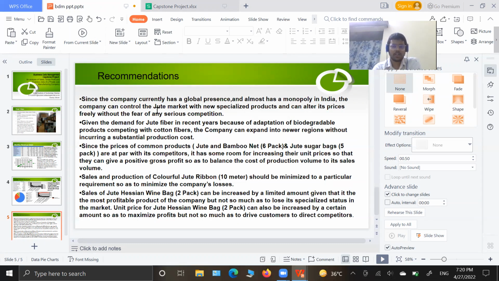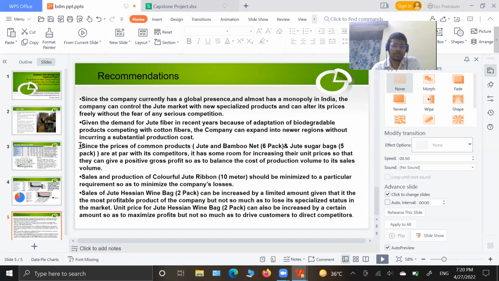Now coming to the second point, given that the demand for fiber in recent years has increased because of the biodegradable materials that we are currently focusing on in our industry. Jute is also a biodegradable fiber. So I think in coming years, jute will be a good asset to the industry, and will be a good profitable product, meaning product fiber.